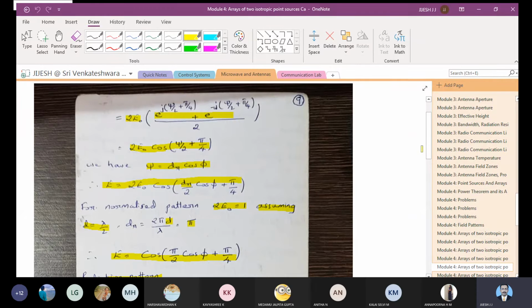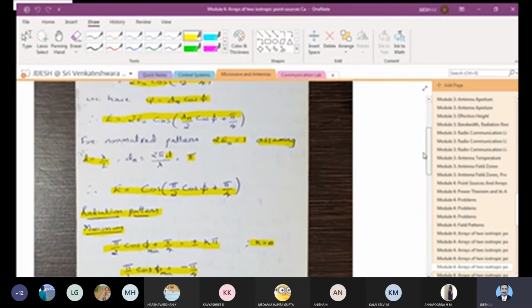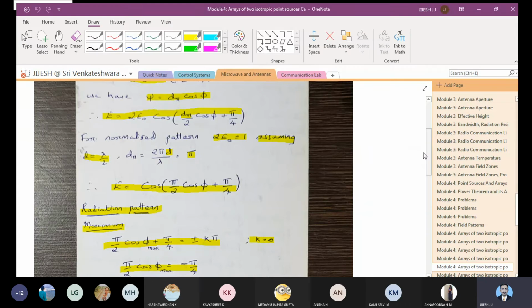So the distance between the two isotropic point sources is lambda by 2. When I take it as lambda by 2, after substitution for dr, you get 2 pi d by lambda, which gives pi. So E is equal to cos of pi by 2 cos phi plus pi by 4 is the final equation you end up with. And now you have to find the maximum, minimum and half power points.